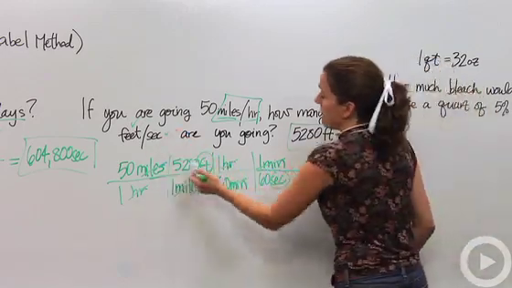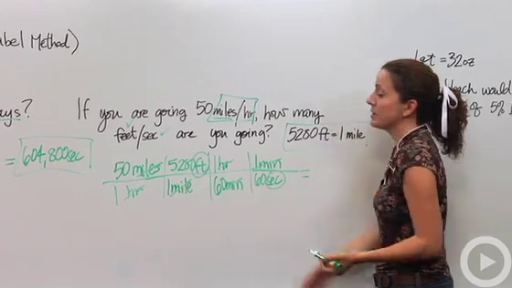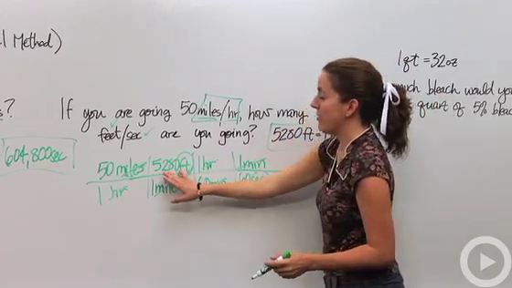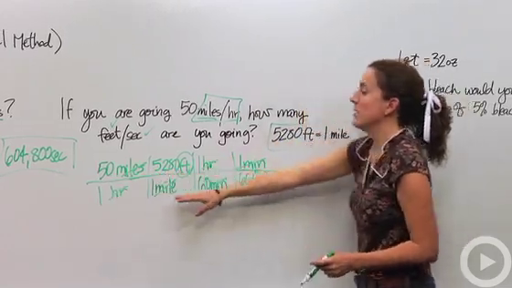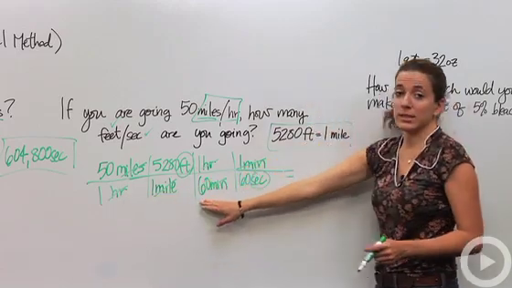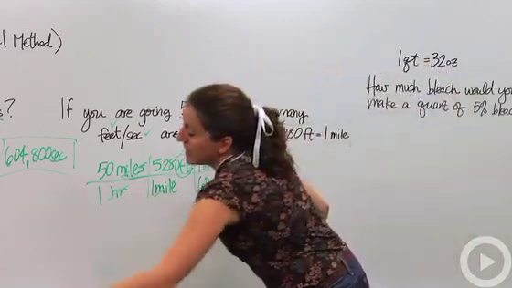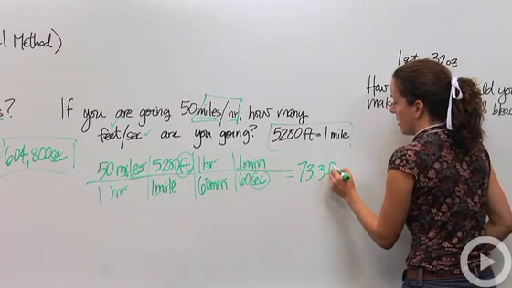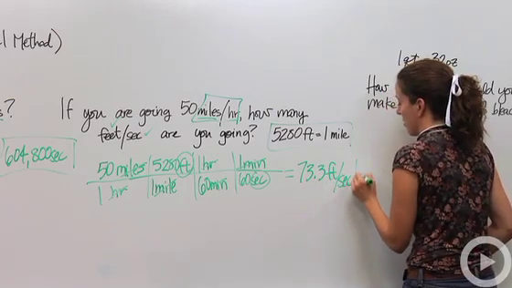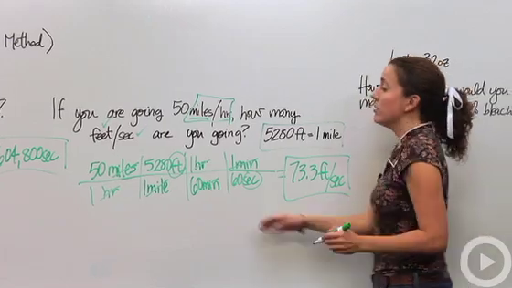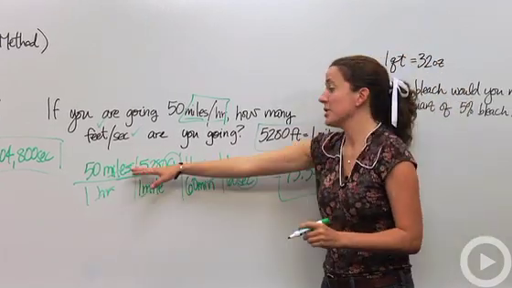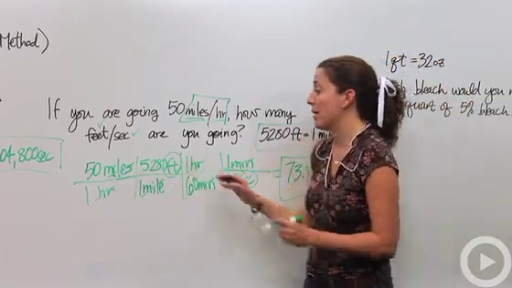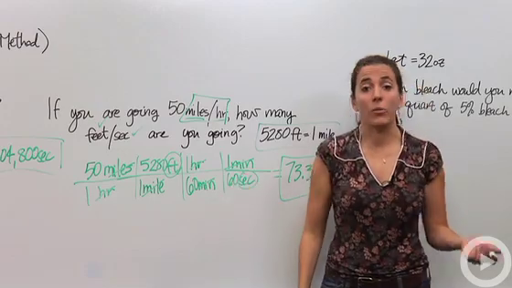Fantastic. I multiply all the numerators and divide by the denominators. 50 times 5,280 times 1 times 1, divided by 1, divided by 1, divided by 60, divided by 60, is going to give me 73.3 feet per second. Now notice the whole point of this is to make sure our units all cross out and that we're left with the units that we want.